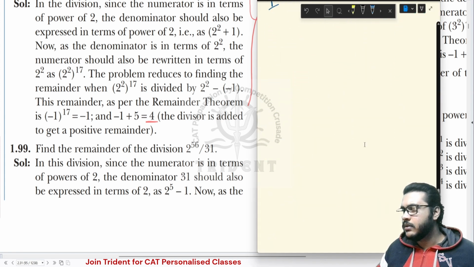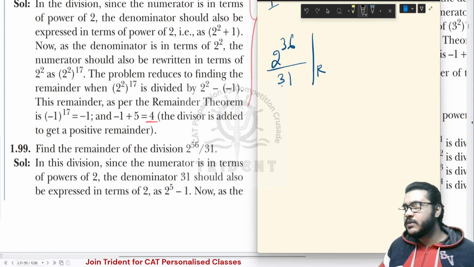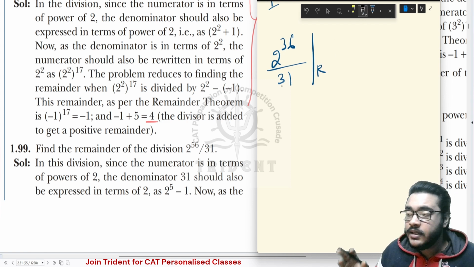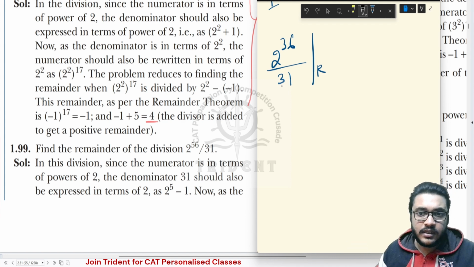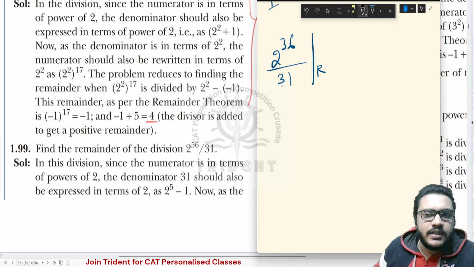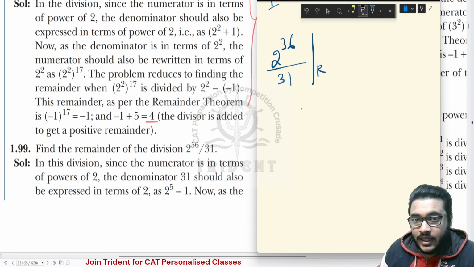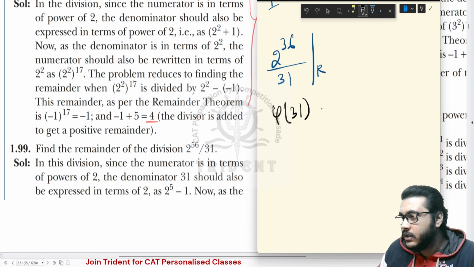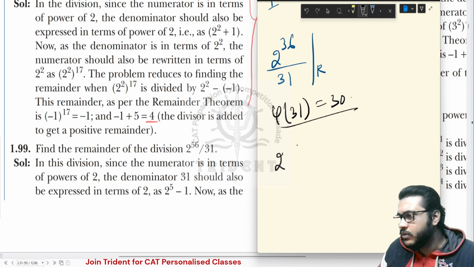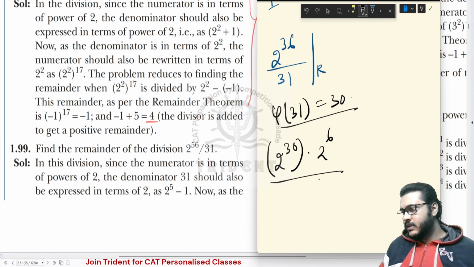Next question. Find the remainder when 2 raised to the power 36 is divided by 31. Now the first thing you should understand is whether 31 is a prime number or not. If 2 and 31 are prime then they are co-prime, if not prime then there is a problem. Obviously 31 is a prime number. Okay, 30 is a composite, 32 is a composite, 31 is a prime. So if 31 is prime then the totient of 31 is 30 itself. So what I can do is, look, 2 raised to the power 30 dot 2 raised to the power 6 upon 31.